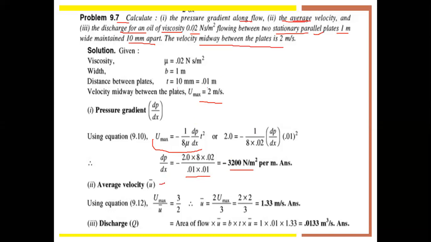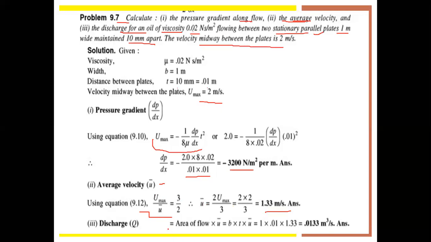Now, we already have U max, so by taking those equations, U max by U bar is equal to 3 by 2. Therefore, U bar is equal to 2 U max by 3, that is 2 into 2 by 3. The answer is 1.33. Then what is the discharge?